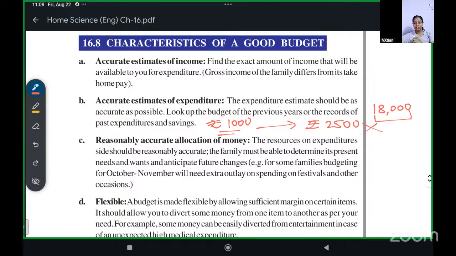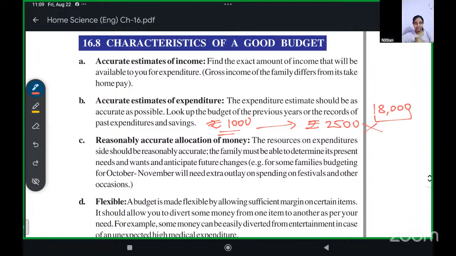Reasonably accurate allocation of money. The resources on the expenditure side should be reasonably accurate. The family must be able to determine its present needs and wants and anticipate future needs. For some families, budgeting for October, November will need extra outlay on festivals and other occasions. If we're having a festival, extra money will be spent on food, on decorations, and on guests coming, so preparations.